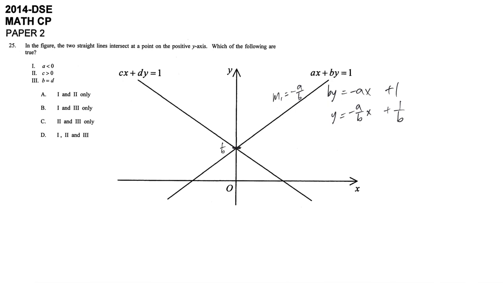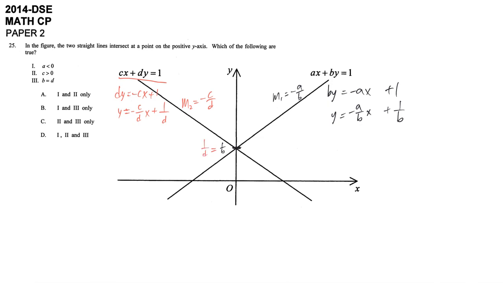Now, we consider the other line. So dy is equal to negative cx plus 1. y is equal to negative c over d x plus 1 over d. The calculations are exactly the same. So the slope here, slope 2, is equal to negative c over d. At the same time, this height is 1 over d.